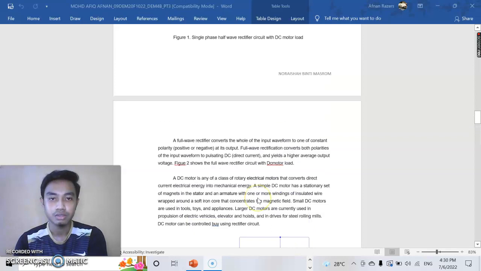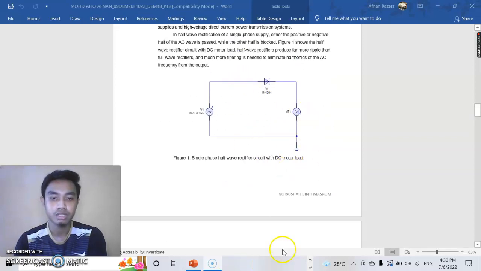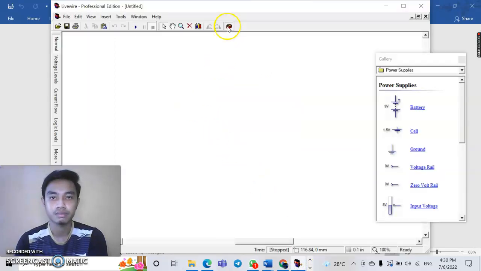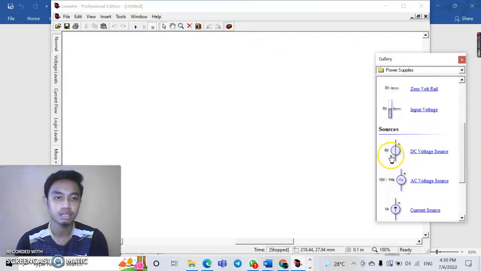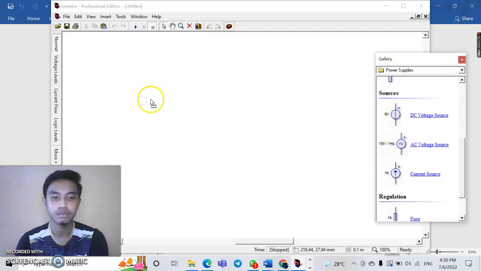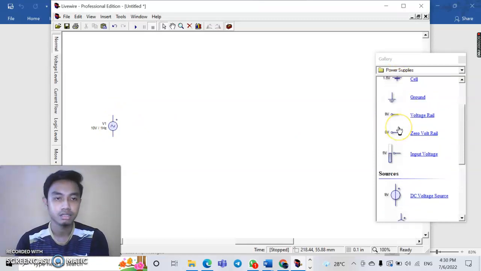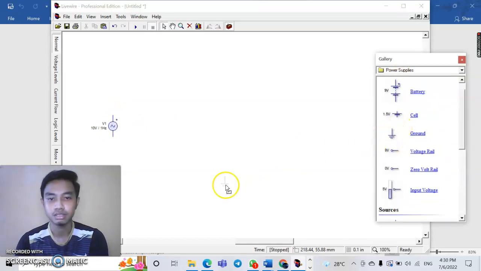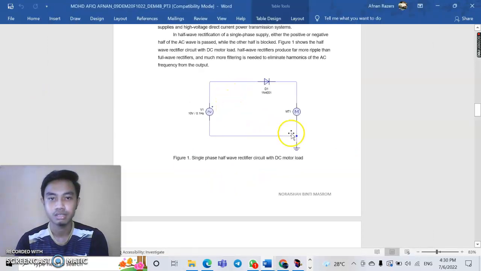First of all, we need to construct this first circuit. First thing first, we need to open the Livewire. Go to the gallery. Take the power supply, where we need the AC voltage source, and then we need the ground. Same goes for the circuit. Okay, the diode and the motor.